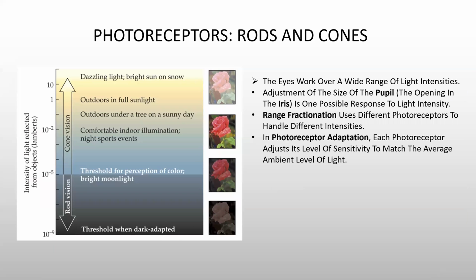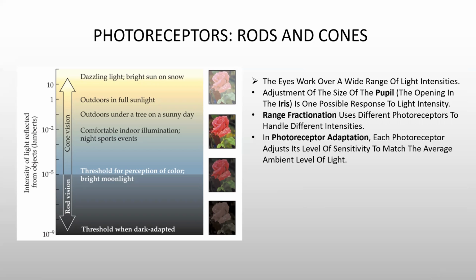Okay, the eyes work over a wide range of light intensities. If you look at the graph here, at the bottom, it's rod vision, okay? Rod vision because rods are good in dim light, right? So that's where they're activated. Then as you add light to your environment, then the cones take over, okay? Because those are the ones that are specific for color and specific for high acuity.